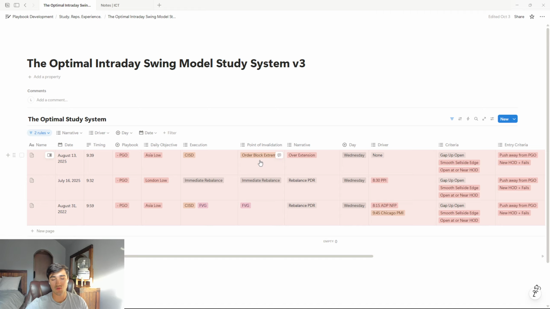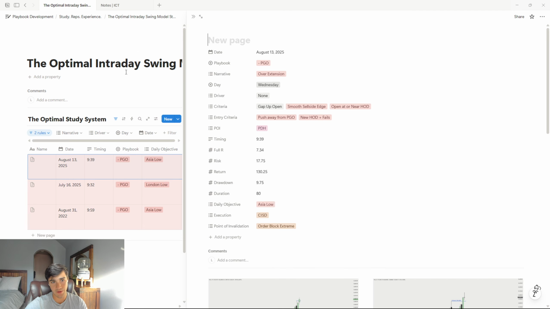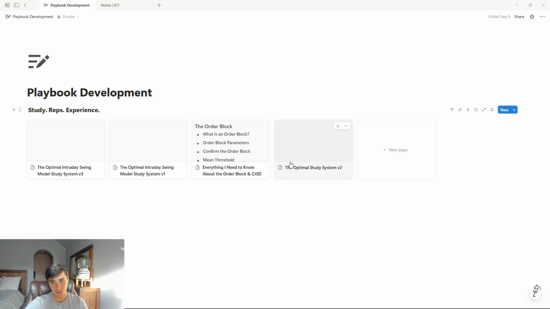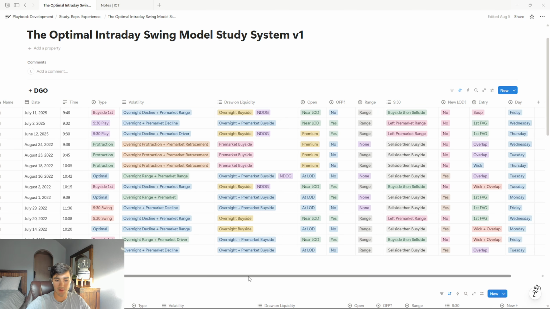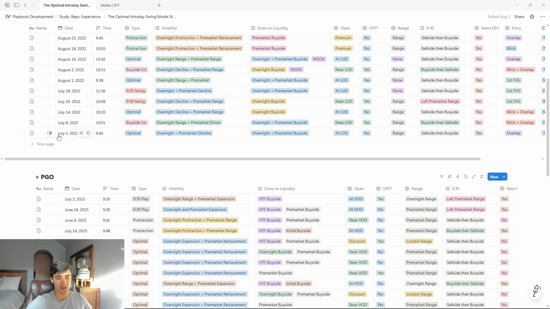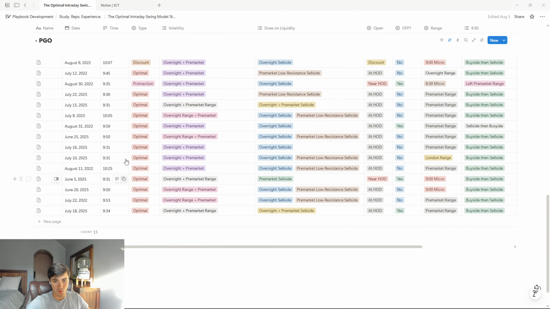Hindsight study has really allowed me to understand my playbook, because I've done this process many times over. You can see that this is version 3, right? So how it started out was version 1. You can see how this database that I've built has developed and evolved over time to become more and more organized, and my playbooks have become more refined and more defined.